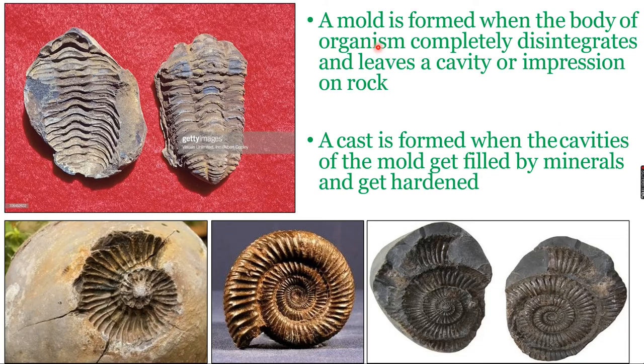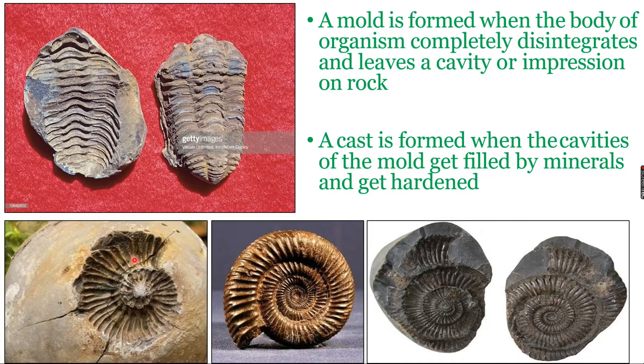Now the third one is called mold or cast. What is mold? When the body of the organism completely disintegrates, the soft part disintegrates and leaves a cavity in between, or an impression on the rock. So the body of the organism completely disintegrates and leaves a cavity or impression on the rock. You can see an example here. The mold is nothing but a cavity or impression on the rock. This is an example for mold.